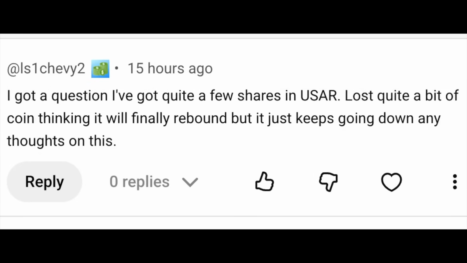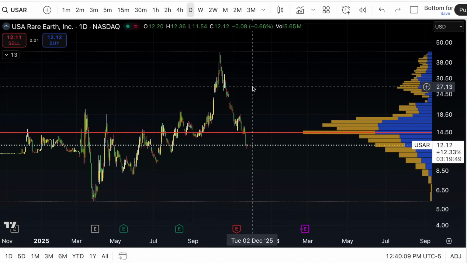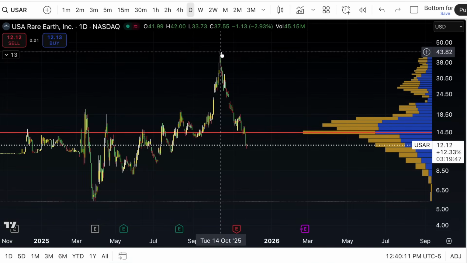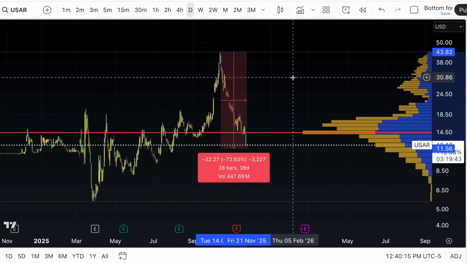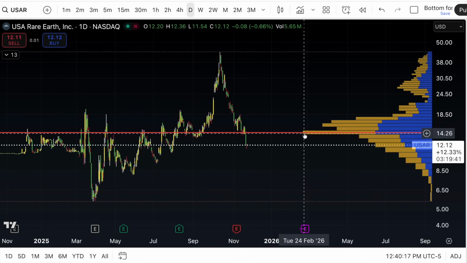Now, next one, it says, I got a question. I've got quite a few shares of USAR, lost quite a bit of coin, thinking it will finally rebound, but it just keeps going down. Any thoughts on this? This would be a prime example of what I just talked about in the last question, and it just hit me on this. But this one that has imploded, right? Like all the rest of these, down 73% in 38 days.